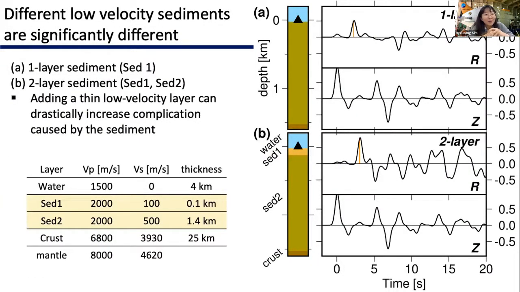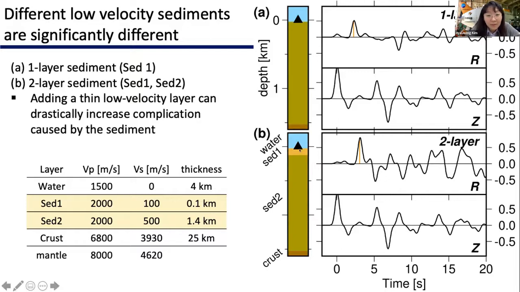Also, seafloor sediments are not the same. Different seafloor sediments have very significantly different effects. I would like to show that from simple synthetics. A and B are showing the synthetic radial and vertical waveforms when there is a single-layer sediment and a double-layered sediment. You can see the Z component looks very similar to each other, whereas the radial component looks very different.